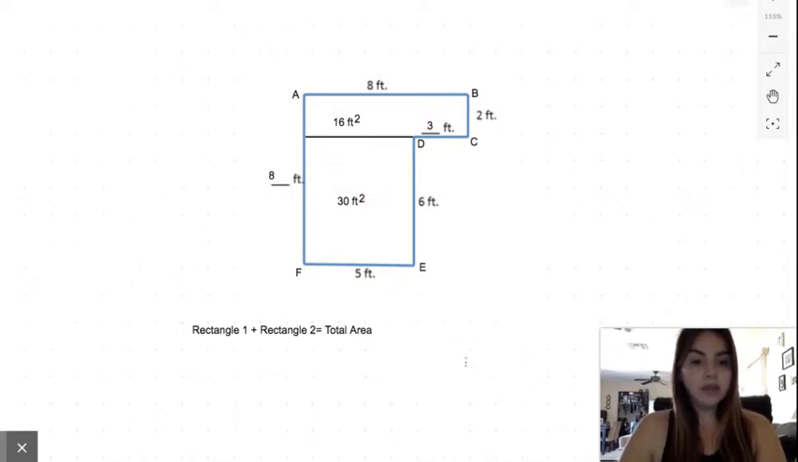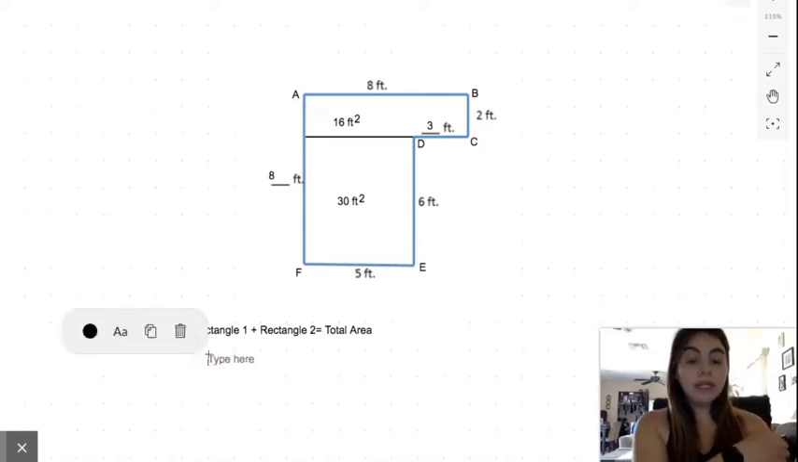So earlier we said that the equation to find the total of these two would be rectangle 1 plus rectangle 2. So now what is the correct equation for finding the area for this total polygon? The correct equation to find the area for this polygon would be rectangle 1, which was 16, plus the area of rectangle 2, which is 30, equals, what is the total area of this polygon?